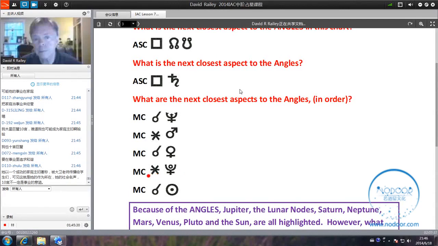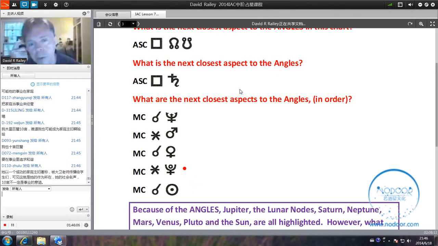Pluto sextile is a resilient career. Resilient. The ability to bounce back from crisis, to handle crisis.